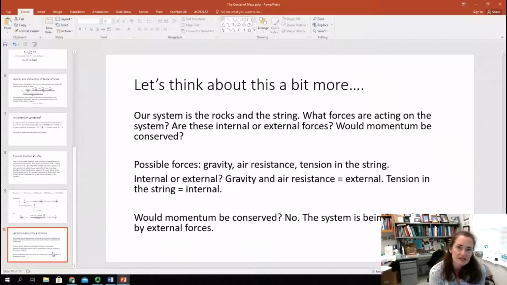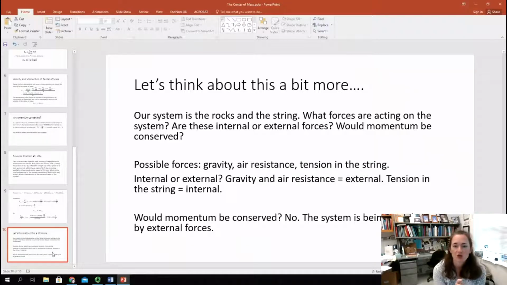So now let's think about some of the other implications here. Are these forces internal forces or external forces? The problem tells us that we are to define our system as the rocks and the string. So that's our system. So then the question is, do those forces come from within the system or outside of the system? If they come from within the system, then they are internal. And if they come from outside of the system, then they are external forces.